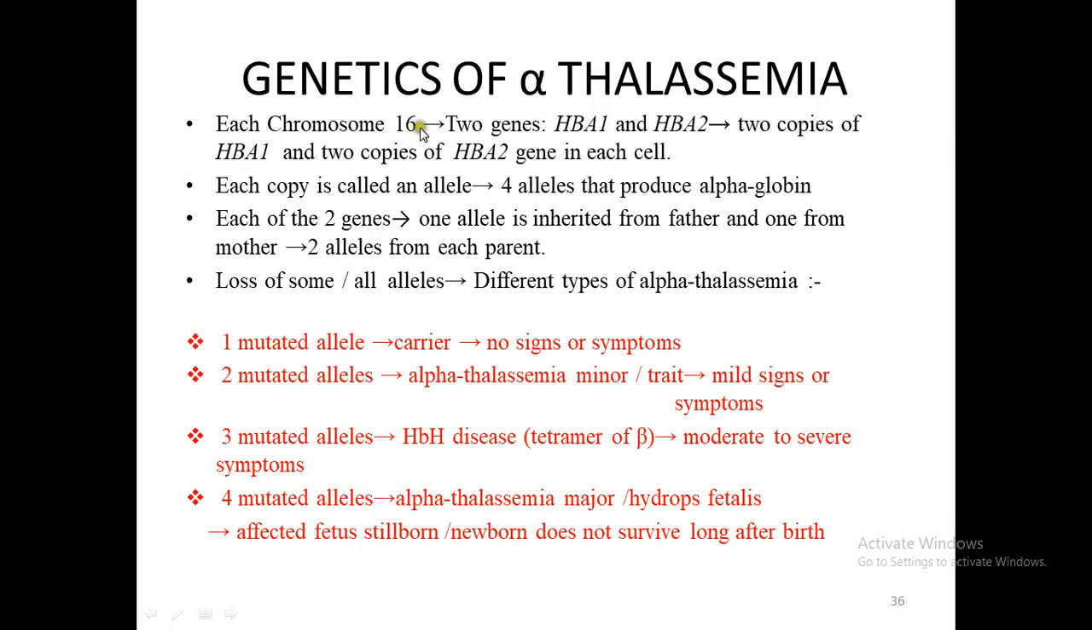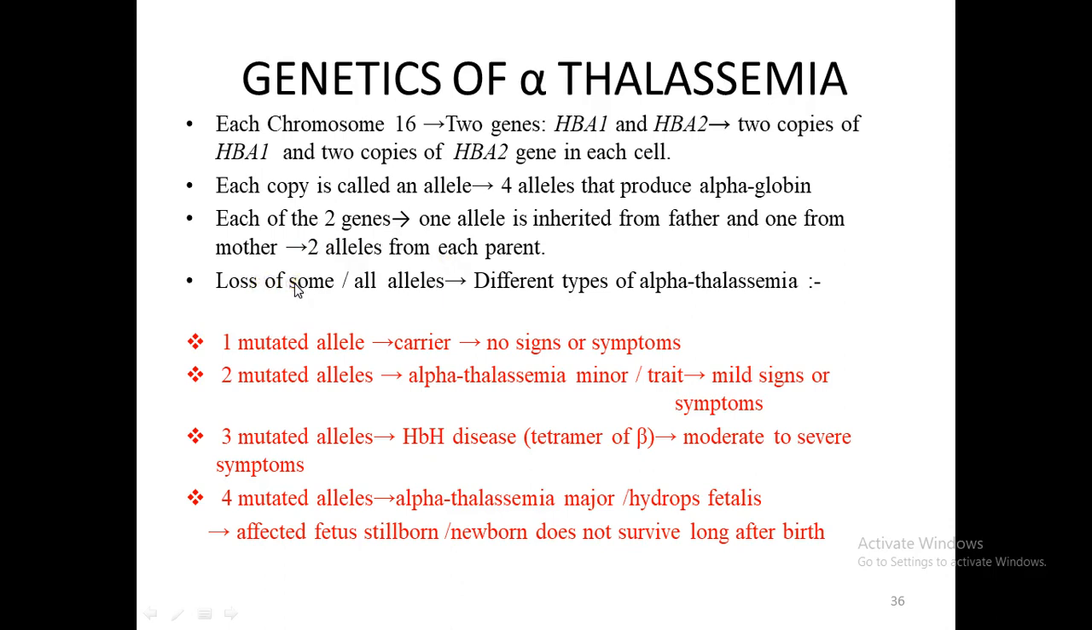Each chromosome 16 therefore has 2 genes. It is called HBA1 and HBA2, which gives rise to 2 copies of HBA1 and 2 copies of HBA2 gene in each cell. Each copy is called an allele. Therefore, there are 4 alleles that produce alpha globin. Each of the 2 genes produces one allele; one allele is inherited from the father of the child, and one allele is inherited from the mother. So each child inherits 2 alleles from each parent.